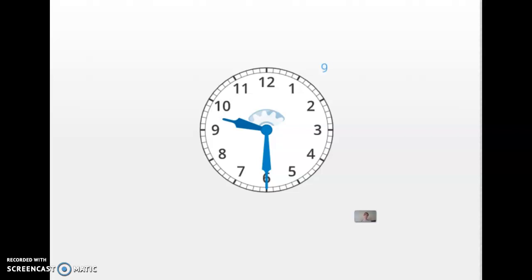Well, you just heard Mrs. Katzenberger say it hasn't gotten to 10 just yet. It's moved half past the 9. So 9 is my hour, and the minutes are going to be 30. So my clock here is showing 9:30, or another great way to remember it, especially when you're looking at that hour hand, is half past 9.